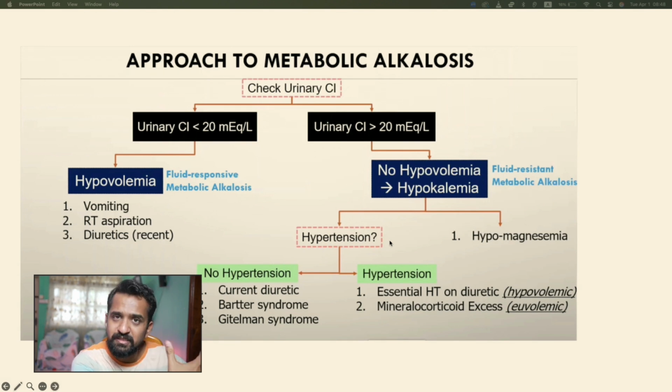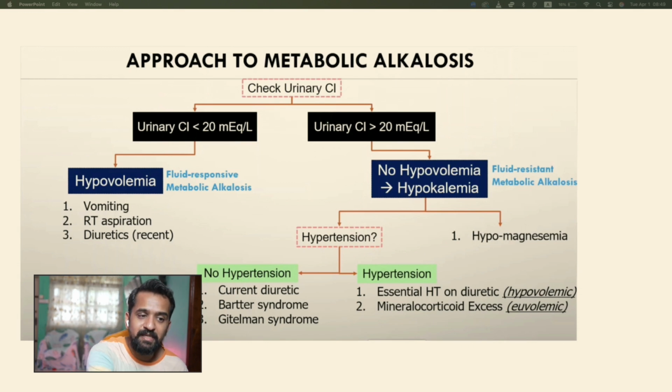Is the patient on diuretics, like thiazide diuretics? And if they are hypovolemic, then maybe this patient was using a thiazide diuretic and not drinking enough water, and that's why this happened. Mineralocorticoid excess happens when the patient is euvolemic. So nowadays we have the IVC. We can easily check whether the patient is hypovolemic, euvolemic, or hypervolemic. If the patient is euvolemic, has hypokalemia, has metabolic alkalosis, and is hypertensive, you can do renin and aldosterone, and you can find out the cause of the disease in this case.